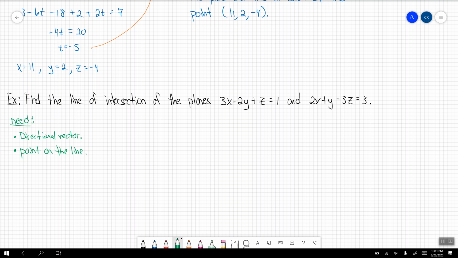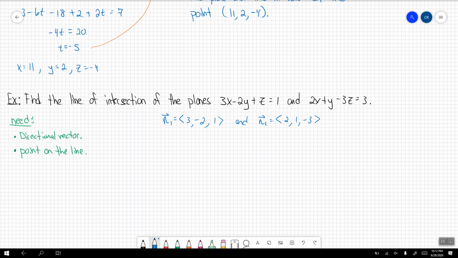Notice we are given two planes. So naturally, what can we extract from two planes that are given? Well, we can extract a normal vector. So I am going to extract normal vector 1, which is for the first plane. Coefficients are the components, so that's 3, -2, 1. And I also have a second normal vector, which is component-wise 2, 1, -3.